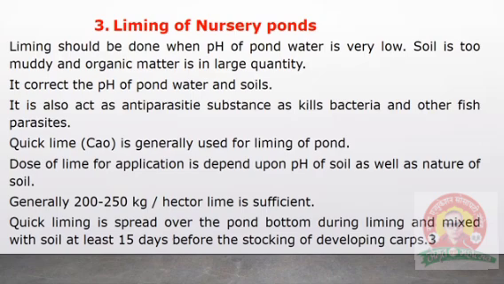Lime is spread over the pond bottom during liming and mixed with soil at least 15 days before the stocking of developing carp. It means that when we stock seeds or spawn in the nursery pond, you can complete the liming process of the nursery pond 15 days before. It gives the correct pH of pond and soil.